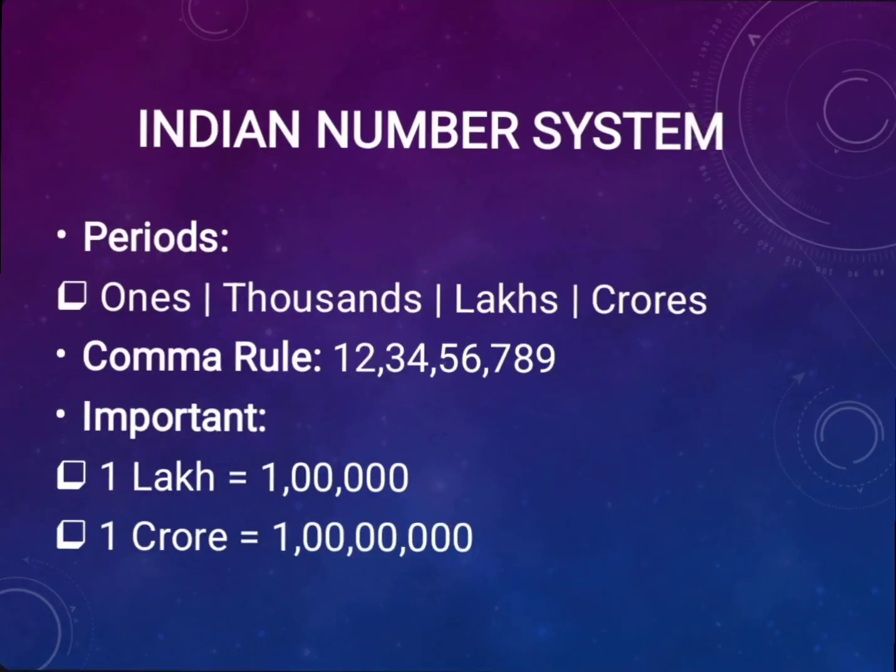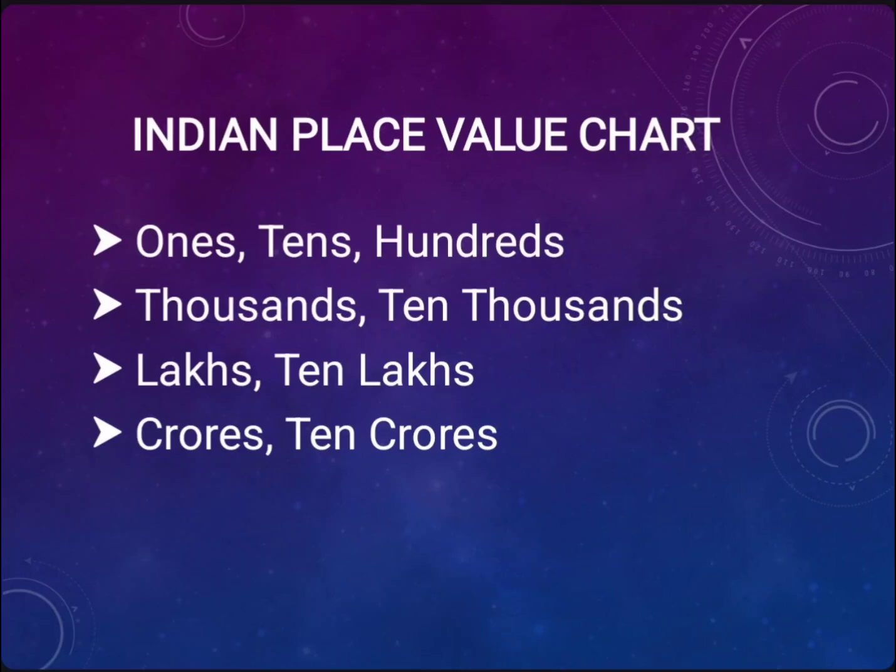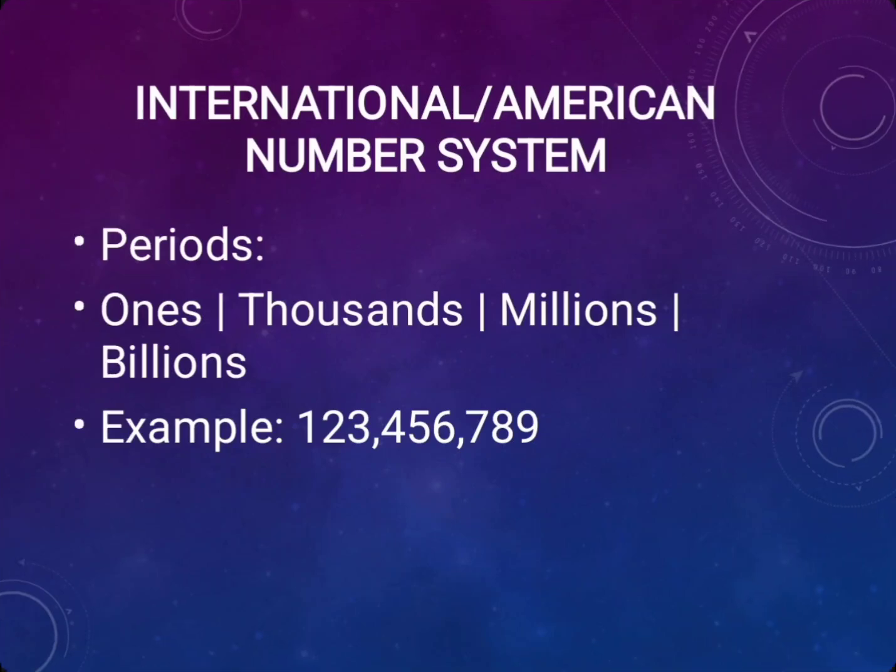Next comes the Indian number system. Here, the periods include ones, thousands, lakhs, and crores. OTLC: ones take 3 places, while thousands, lakhs, and crores take 2 places each. Based on this, we have the comma rule 2, 2, 2, 3. So ones always have 3 places. The numerical representations of 1 lakh and 1 crore are as follows. In the Indian place value chart, we have ones, tens, hundreds, thousands, 10,000s, lakhs, 10 lakhs, crores, and 10 crores.